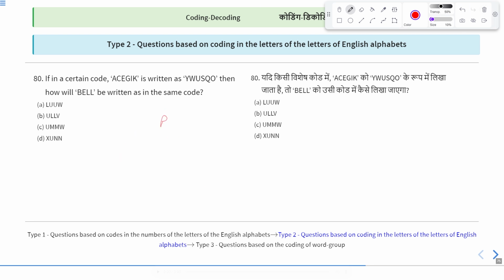Therefore, for Bell, this should become: B's opposite Y minus 1 is X. E's opposite is V minus 1 is U. L's opposite is O minus 1 is N. X U double N.